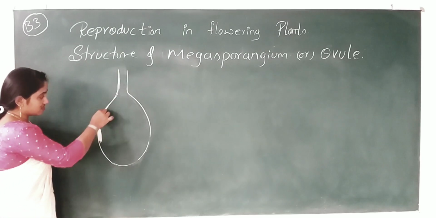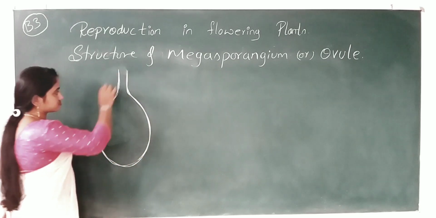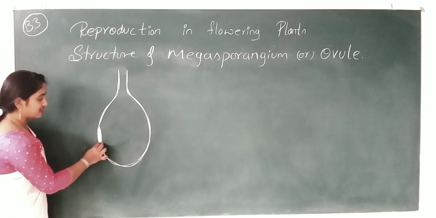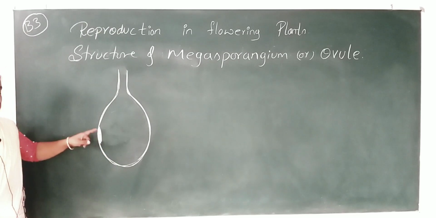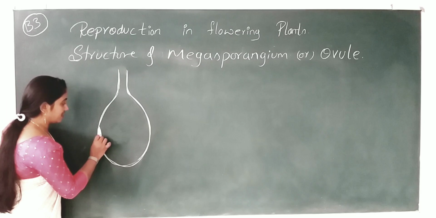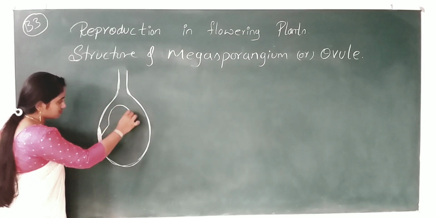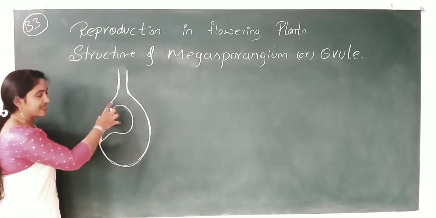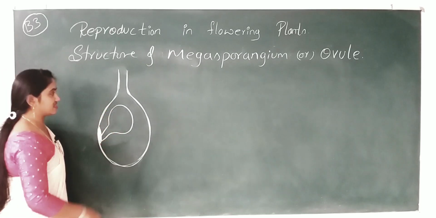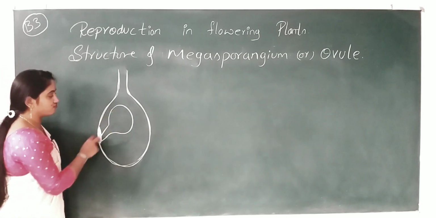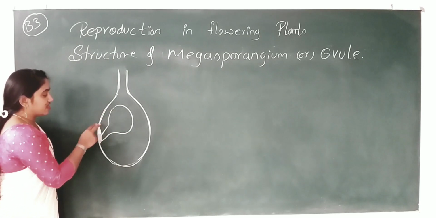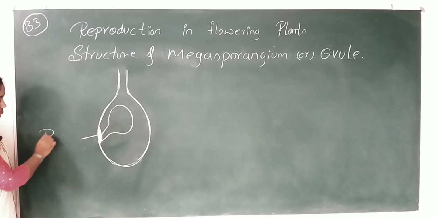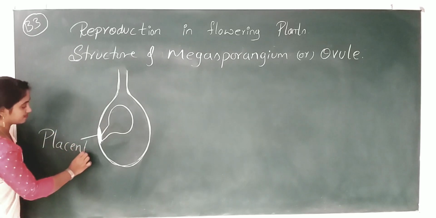Think of this as the ovary wall with a locule. Here a cushion-like structure of tissue is present, and from there the ovule arises. This is not the exact structure, I will explain a little later. So this is the ovule, and it is connected to the cushion-like tissue, which is known as the placenta.